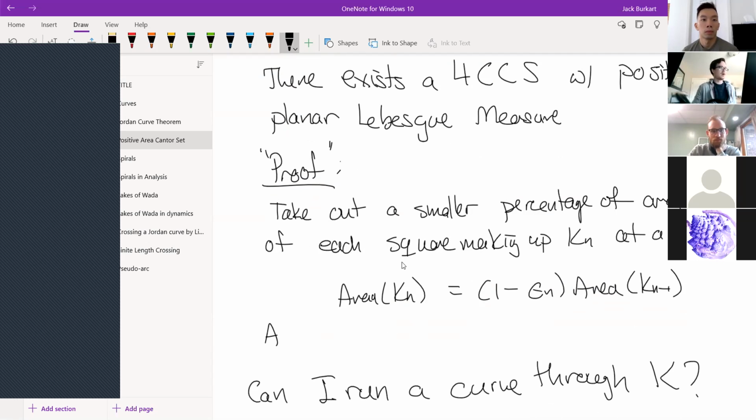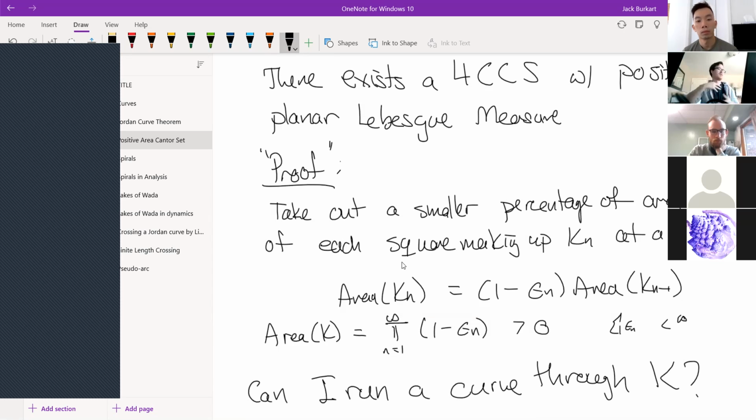I think we're just using the outer regularity or some limiting property of Lebesgue measure, that the area of K, and area means Lebesgue measure in this case, is going to be equal to the product of 1 minus epsilon n from n equals 1 to infinity. And we can always arrange for this to be bigger than 0. And I think we just need the sum to converge.